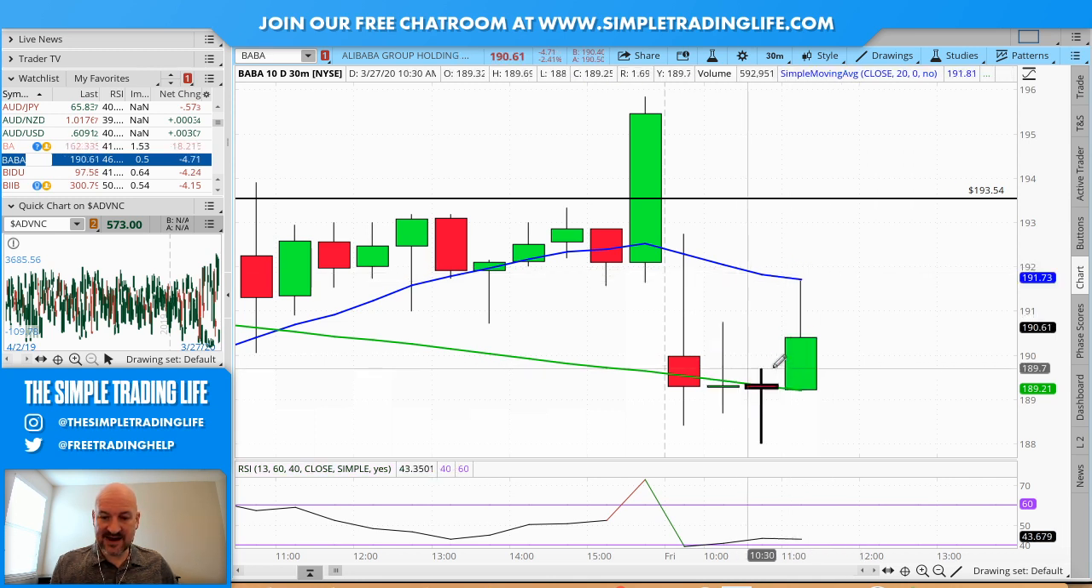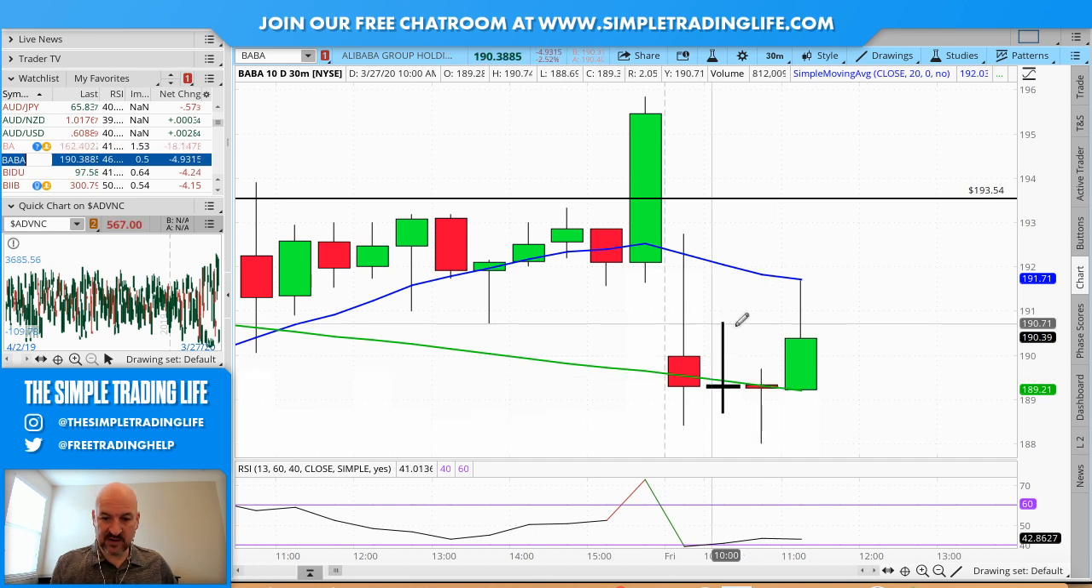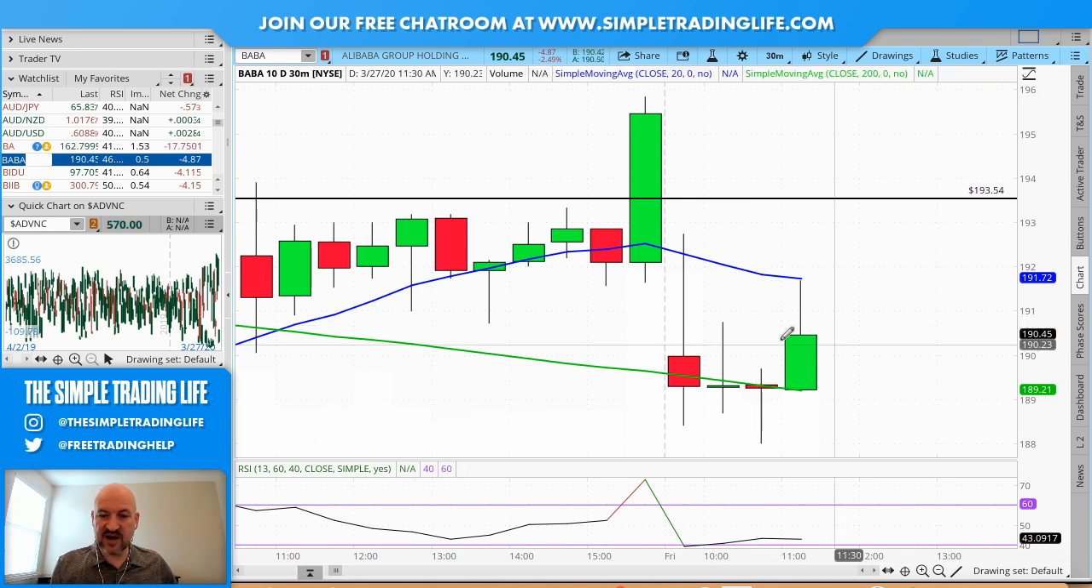All right, but right there would have been a perfect scalp. This is a counter hammer. Okay, and my target would have been right there myself, just below the top of this wick. Let's see, that would have got a little over $1, right around $1.